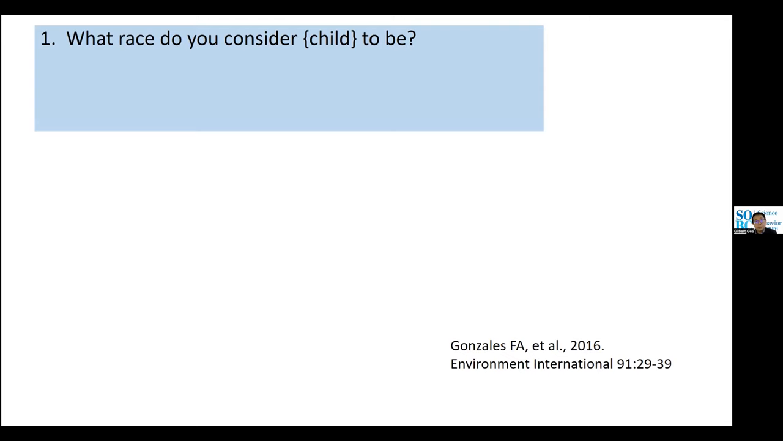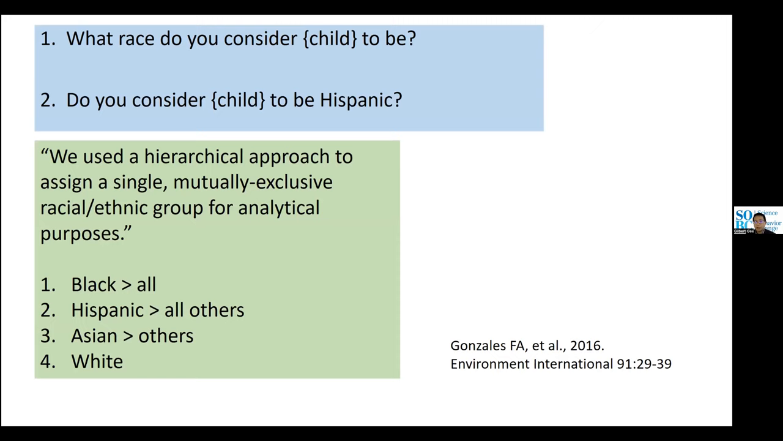So here's a study looking at environmental exposures amongst children. There's a survey to parents, and the parents are asked to talk about the race of the child, which is written down verbatim. And it asks the two questions that are pretty standard practice in a lot of ways. Now, the researchers are trying to grapple with what to do about multiracial children, and they decided to adopt the one-drop rule.